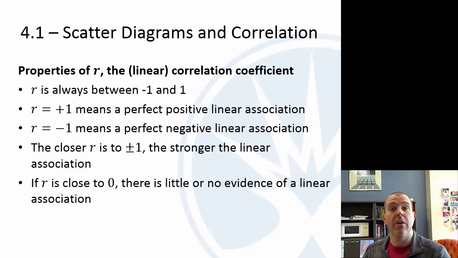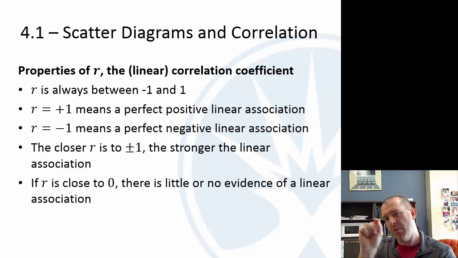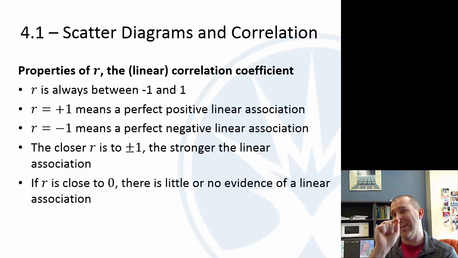So what's interesting here is it's always between negative 1 and 1. A positive 1 means it's a perfect positively sloped line, and negative 1 would be a perfect negative linear association. Everyone is right in line. It's not saying the slope is 1. The slope can be any slope, but they're perfectly in line. And the closer they are to positive or negative one, the stronger that linear relationship is.